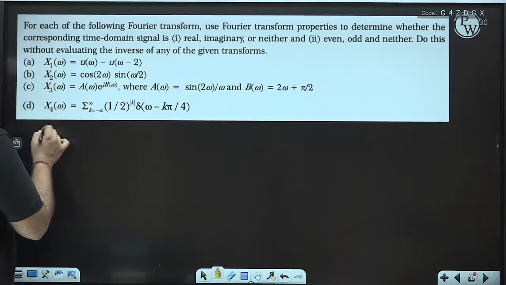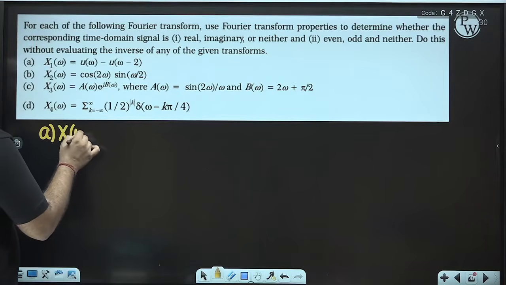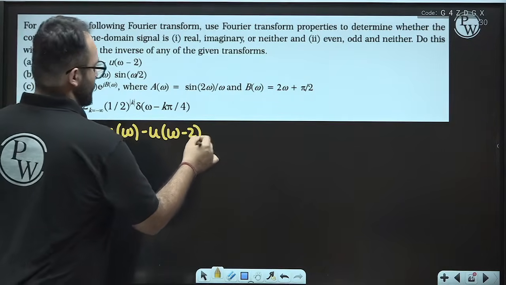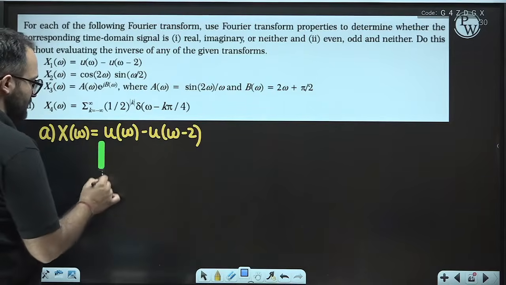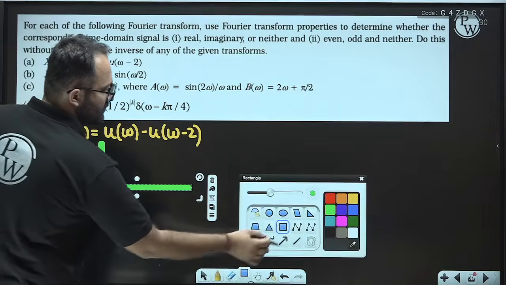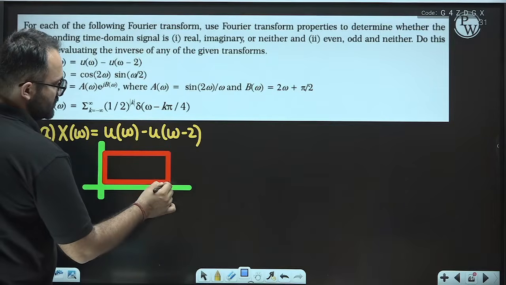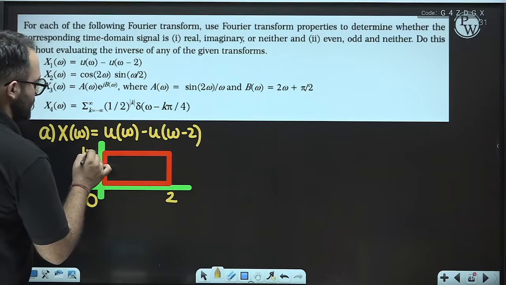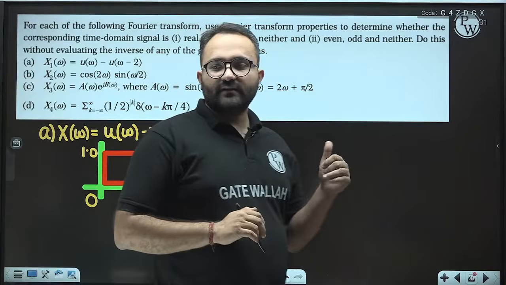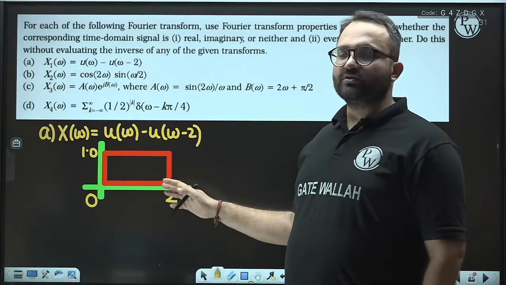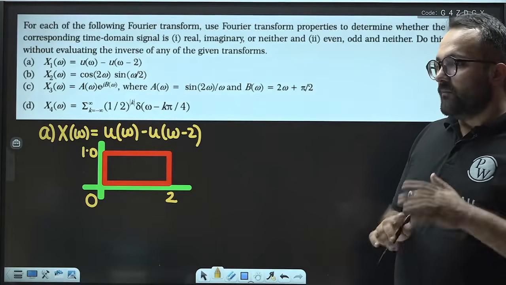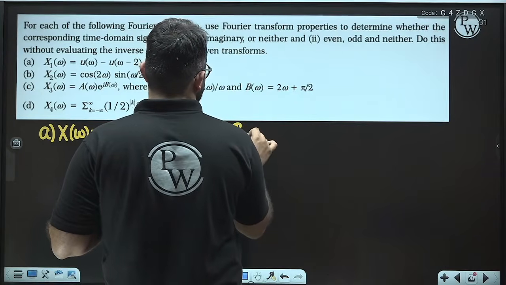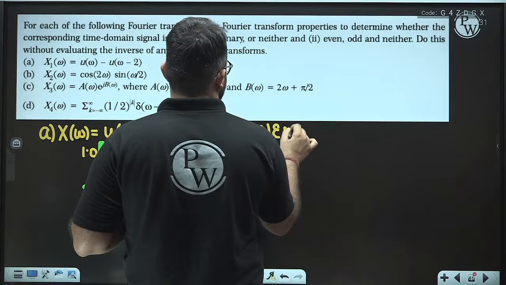So if we look at A part, it is given that X(omega) is equal to u(omega) minus u(omega minus 2). So we can see that this will be a rectangle from 0 to 2, height 1. So we can see that this X(omega) is neither even nor odd, because this is present only at positive values of omega. This is neither even nor odd, but this is real. So we can say that this X(omega) is real, but neither even nor odd.